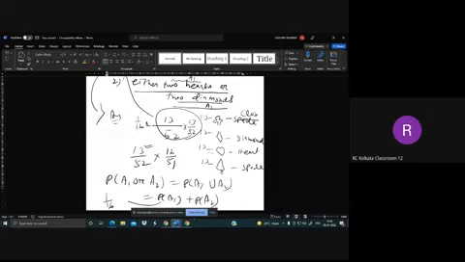Two hearts. How many hearts are there? 13. So 13 by 52 into 13 by 52, 1 by 16. Similarly, two diamonds, A2, that is also 1 by 16. So 1 by 16 plus 1 by 16. How much is it? 1 by 8. Okay.